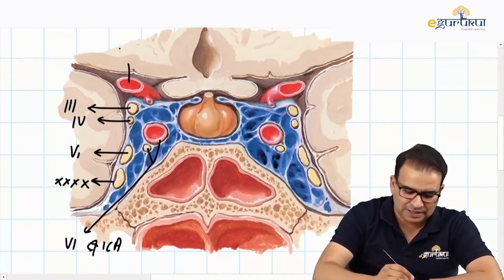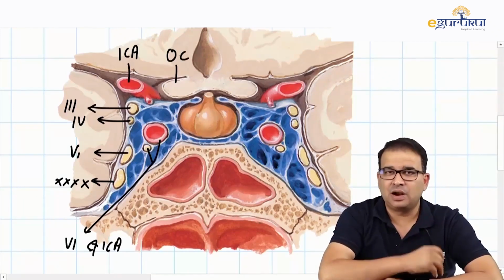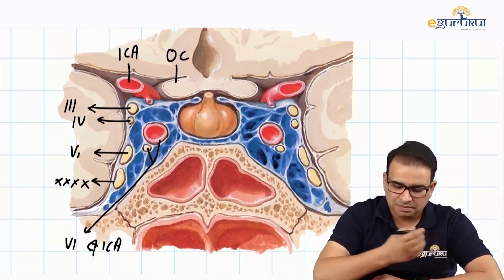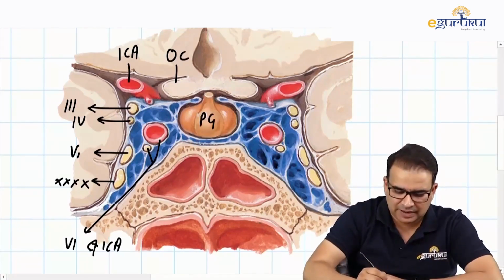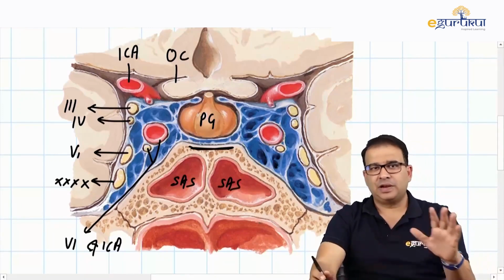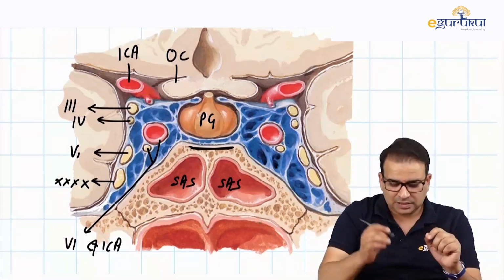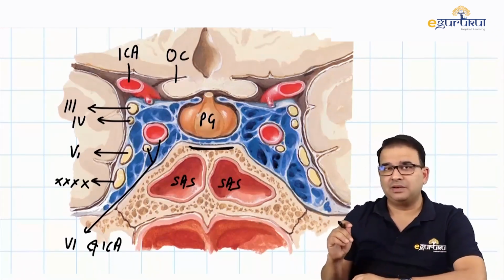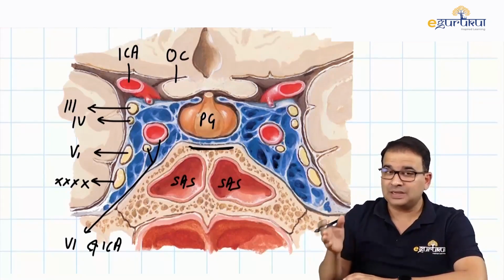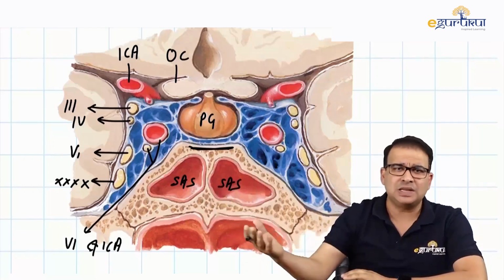And you again see this internal carotid artery above, along with the optic chiasma. That's the optic chiasma and internal carotid artery, they are above. Medially, that obviously is the pituitary gland. This here is sella turcica. These are the sphenoidal air sinuses. So these relations are quite clear from here. When I say third nerve, fourth nerve, and ophthalmic nerve, they are present in the lateral wall. But what is outside cavernous sinus? That also is a lateral relation.